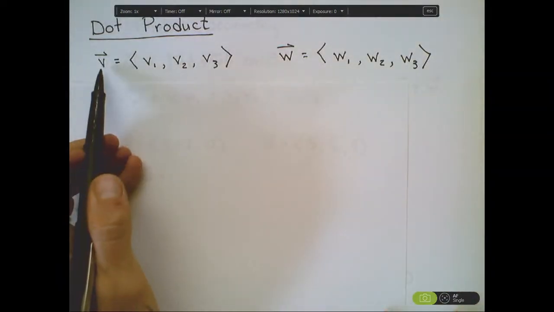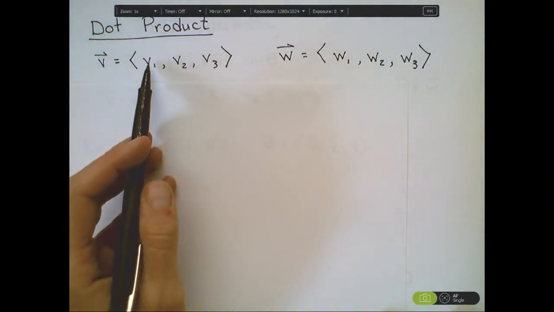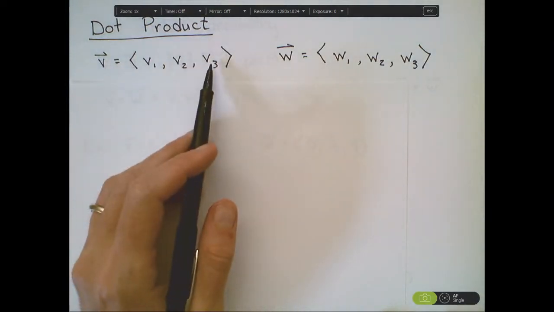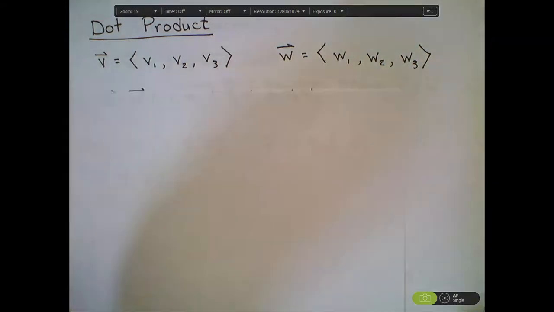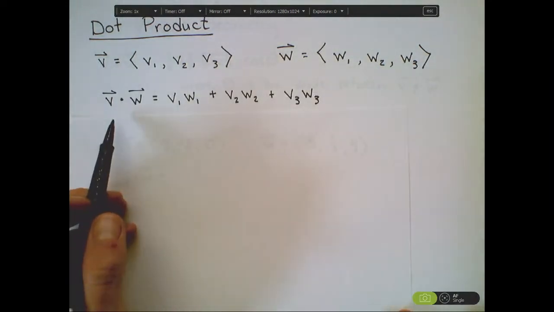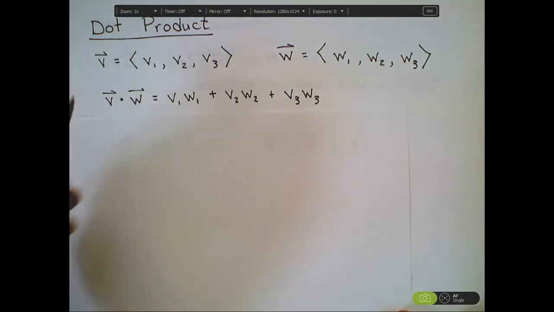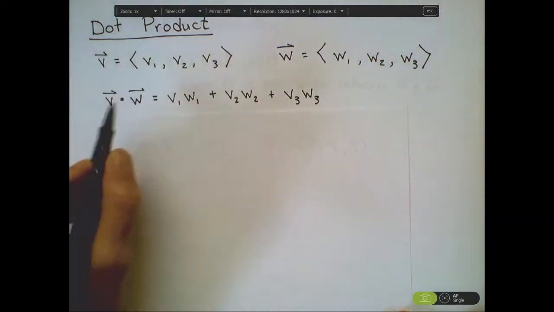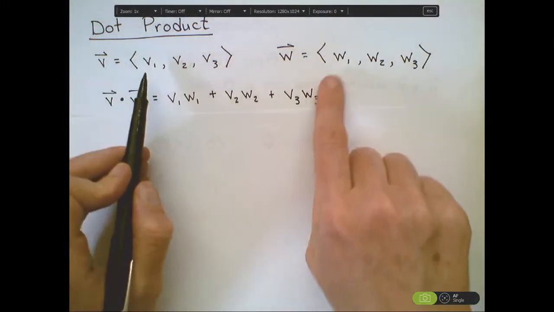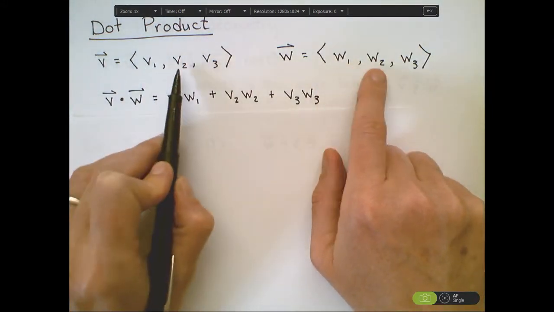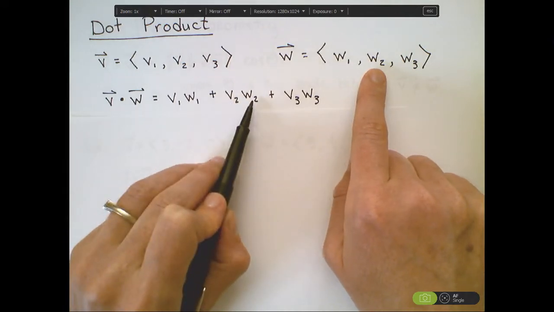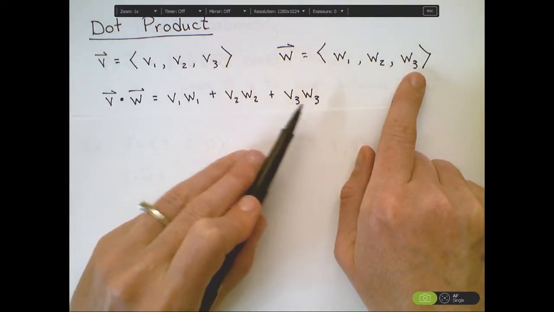Let's say I have a vector v, and it has three components. This is the x component, y component, and z component. And this is standard notation for looking at a generic vector. And I want to look at the dot product of the two. The definition of dot product, this is a little dot symbol, is going to be the first components multiplied together plus the second components multiplied together plus the third components multiplied together.